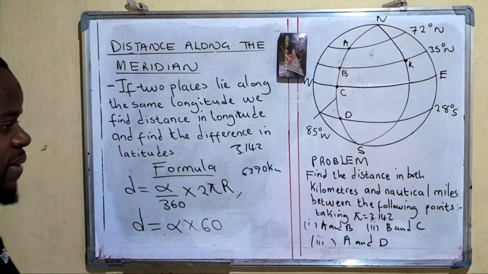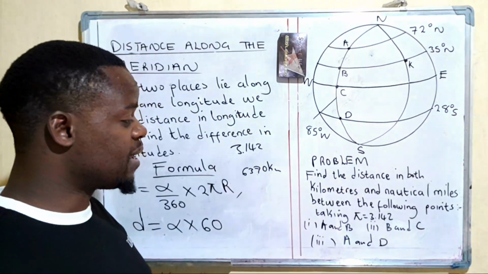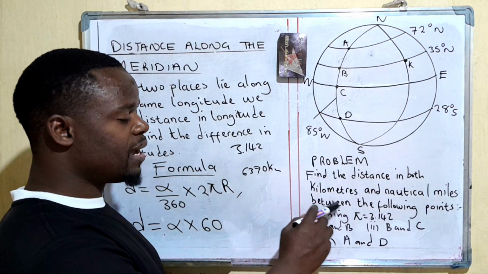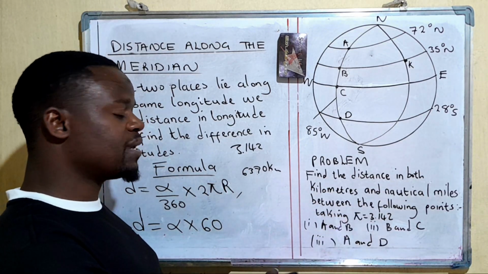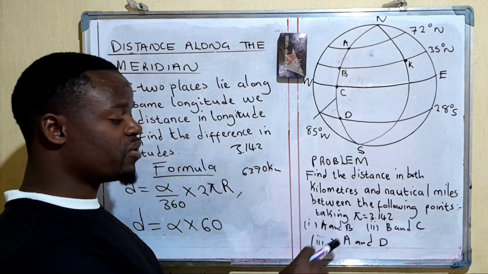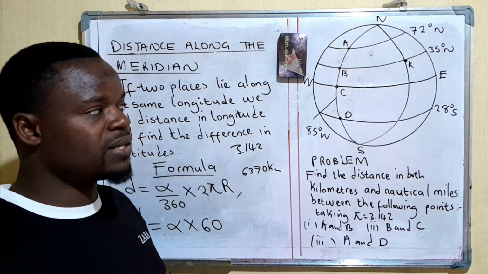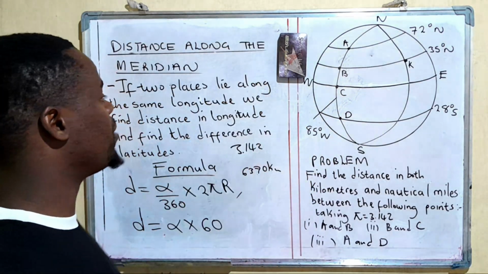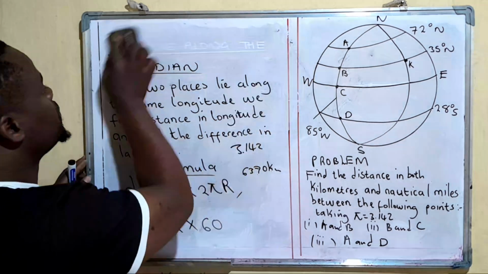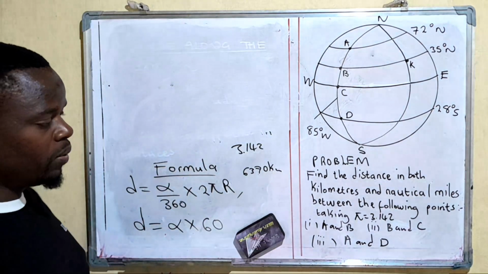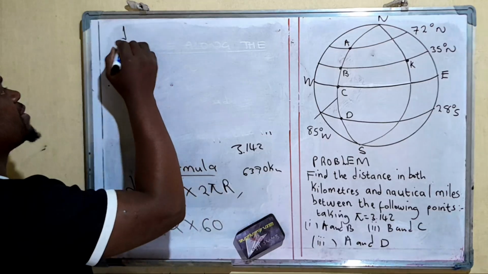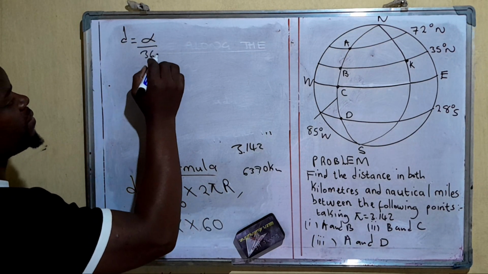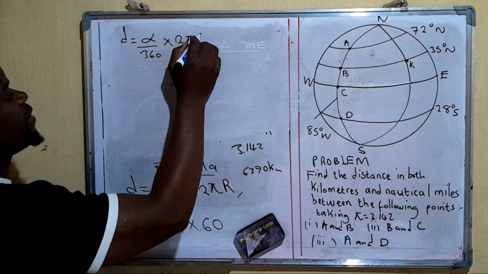Let's look at the first problem that we have here, so as to help you understand these things pretty well. They're saying, find the distance in both kilometers and nautical miles between the following points, taking pi to be 3.142. So the distance they want us to resolve is the one between A and B. Let me demonstrate how we go about that one. So we are writing the formula: distance is equal to difference in latitudes over 360 times 2 pi r.